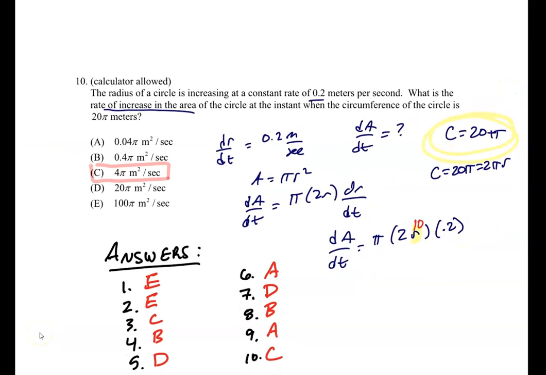And it was all because the circumference was 20 pi. Okay? Because circumference is 2 pi r, so you just work your way backwards, you know?